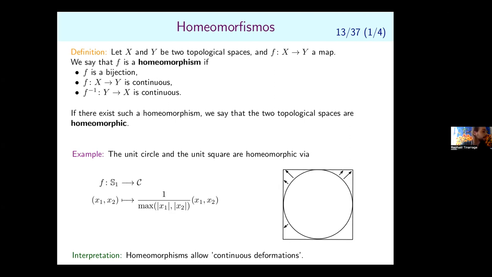Actually, let me show you. It is a general property that the circle will be homeomorphic to any closed loop, right? I can deform things like that. The circle is also homeomorphic to a triangle, right? It's not complicated to define a homeomorphism like that. So what we are allowed to do with homeomorphisms are continuous deformations.